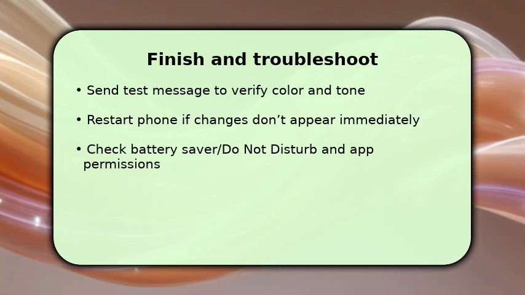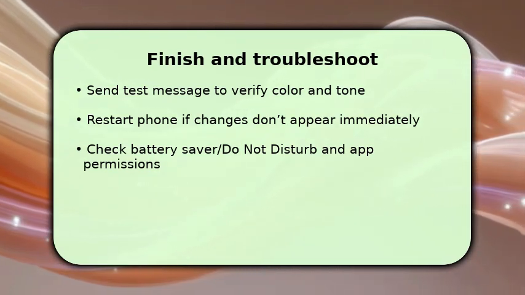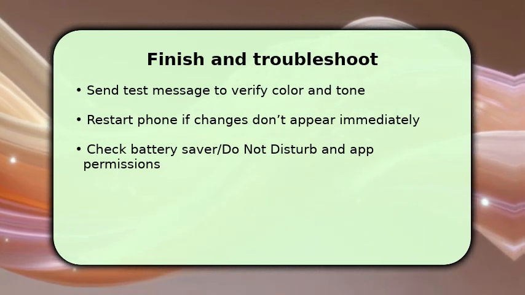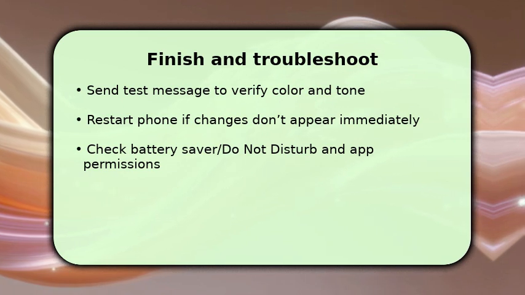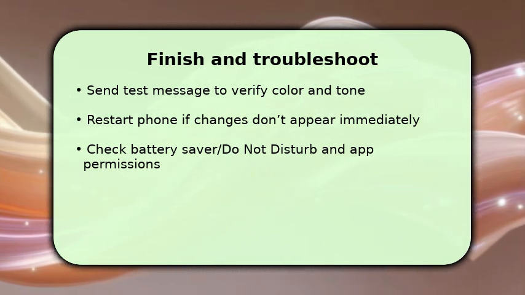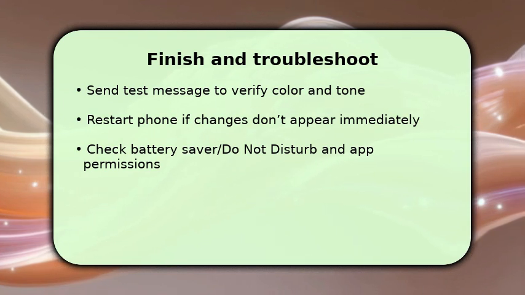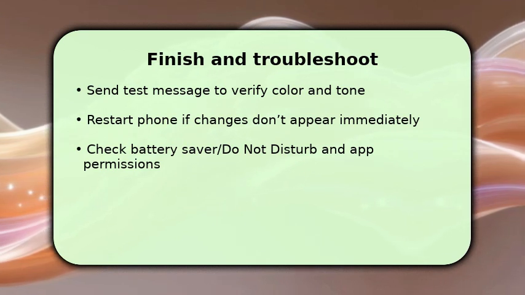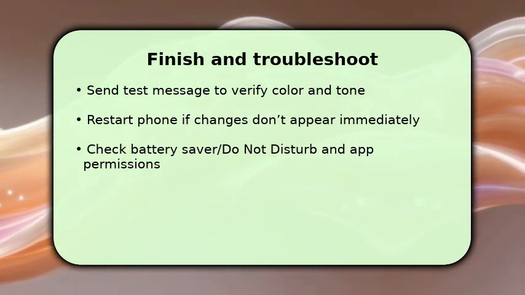Finish by sending a test message from another device or ask someone to message you. Observe the light color, tone, and vibration. If it doesn't show, restart your phone, then recheck WhatsApp and system notification channel settings. Make sure Battery Saver or Do Not Disturb isn't blocking LED or sounds and that notification access is allowed.